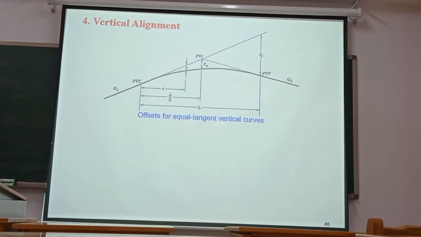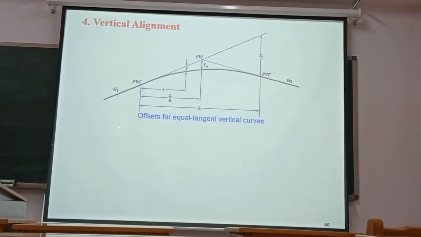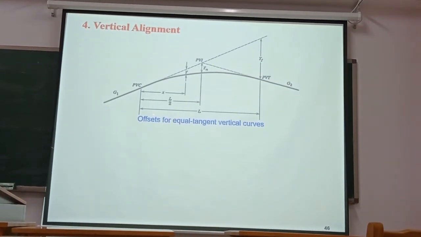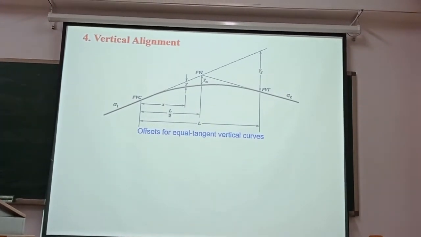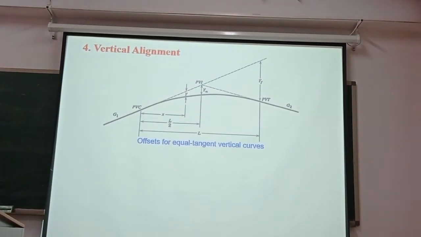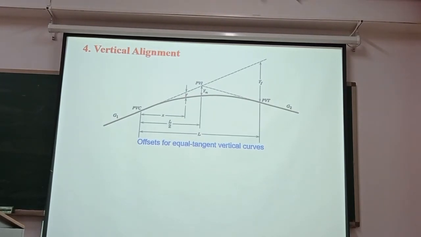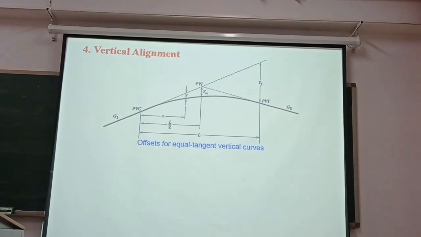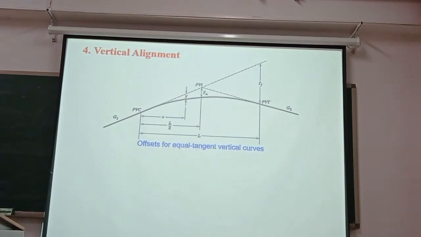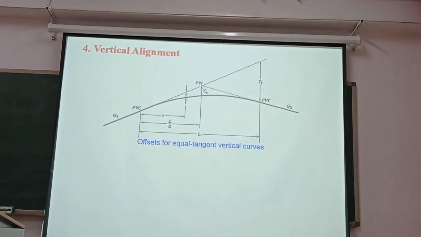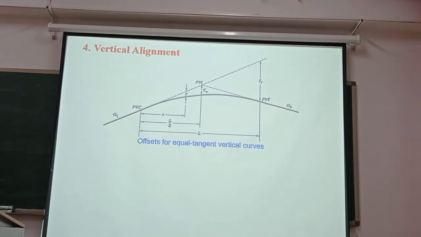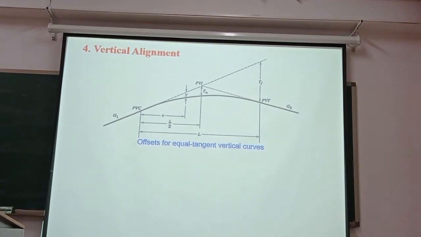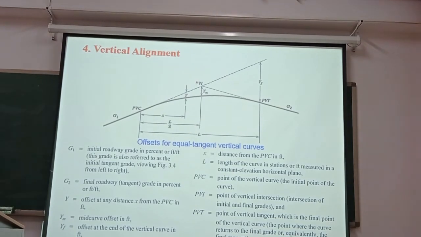Offsets for equal-tangent vertical curves. How to calculate or compute y or ym? We have L/2 and we have a bigger L, and we have X. What is offset? But we should know what this means first. Offset.